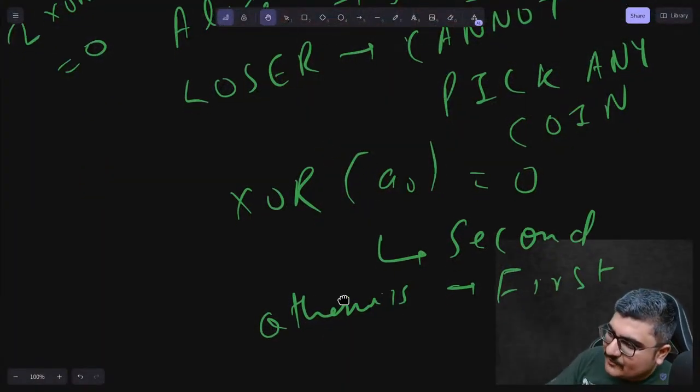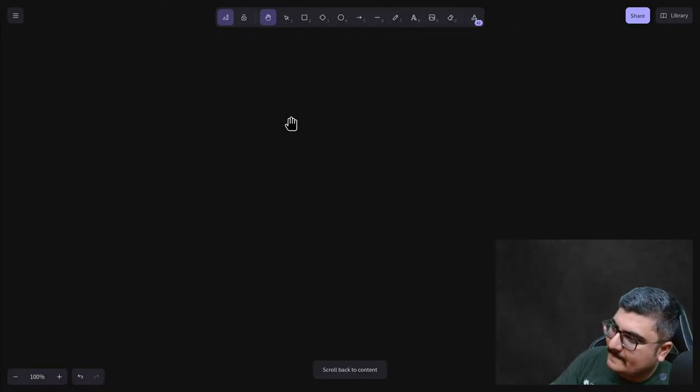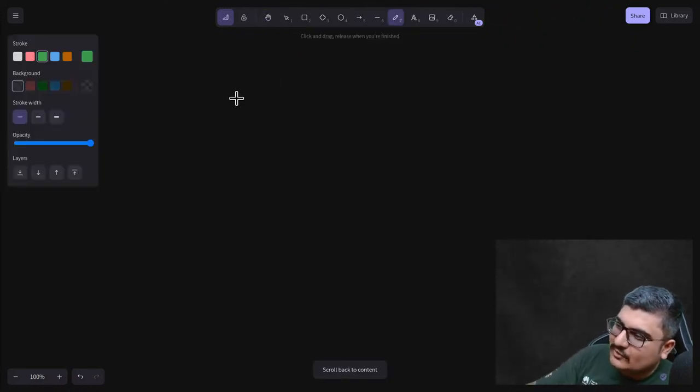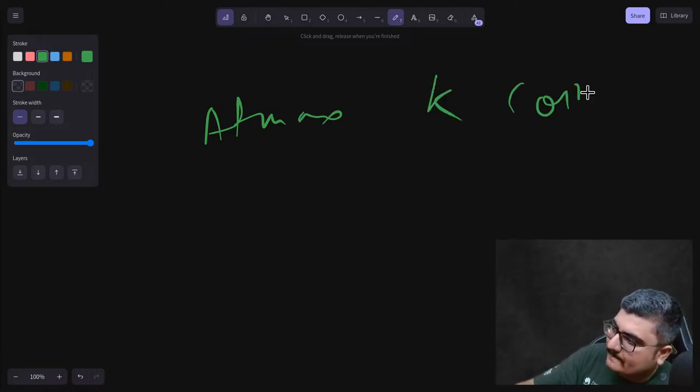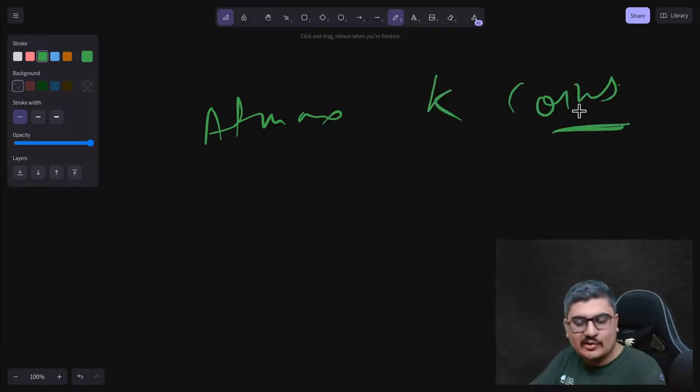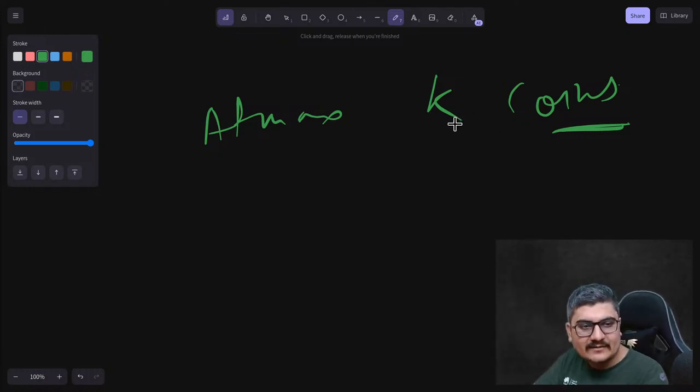Then one more variation of Nim is that you can pick at most k coins in one go. So far I was giving you unlimited coins, right? Now you can pick at most k coins. Then how do you find who would be the winner here?